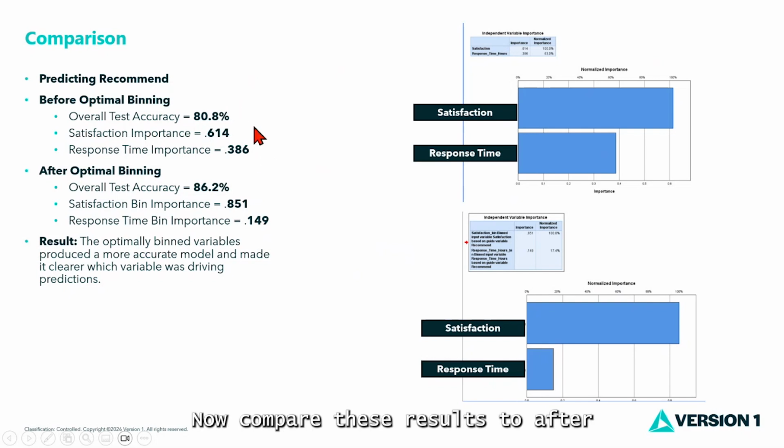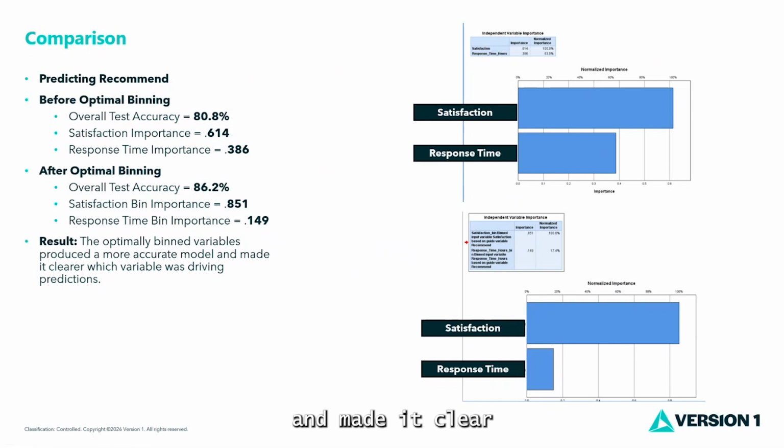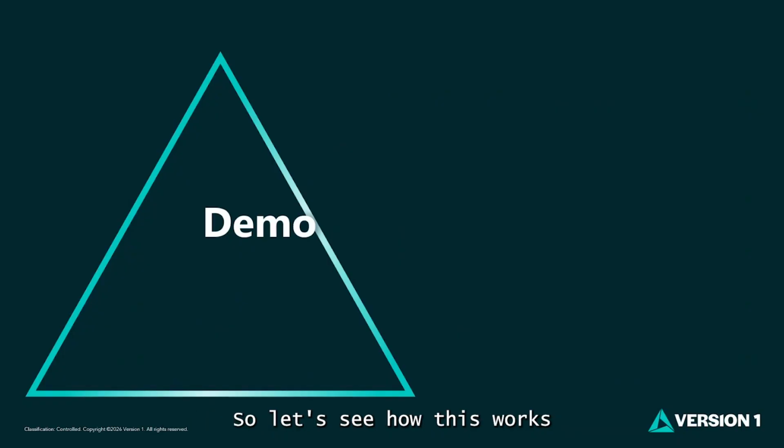Now compare these results to after optimal binning. So here I'm using the new binned variables. You can see that overall accuracy in the test data set increases to 86%. We also see that satisfaction bin importance is now much greater than response time bin importance. So the optimally binned variables produce a more accurate model and made it clear which variable was driving predictions. So let's see how this works in IBM SPSS statistics.